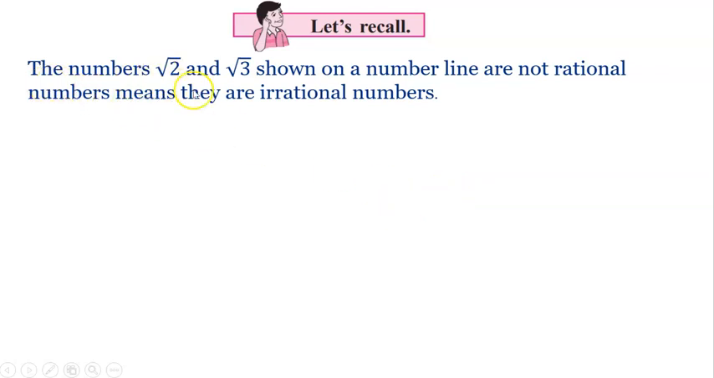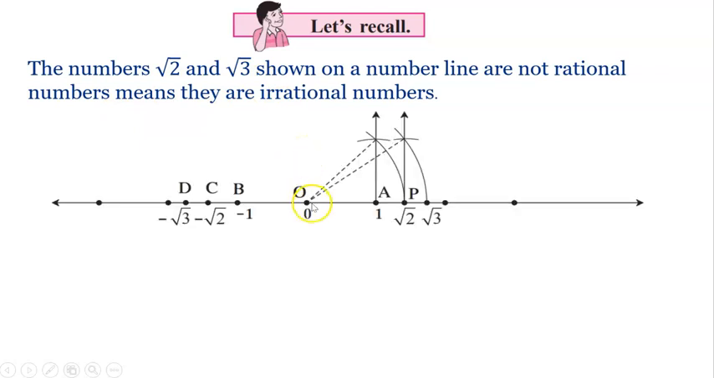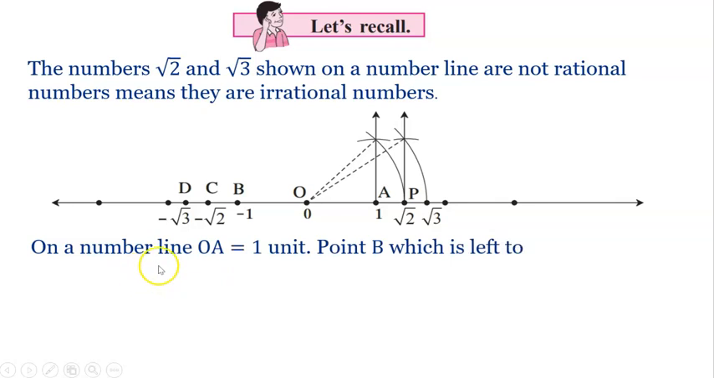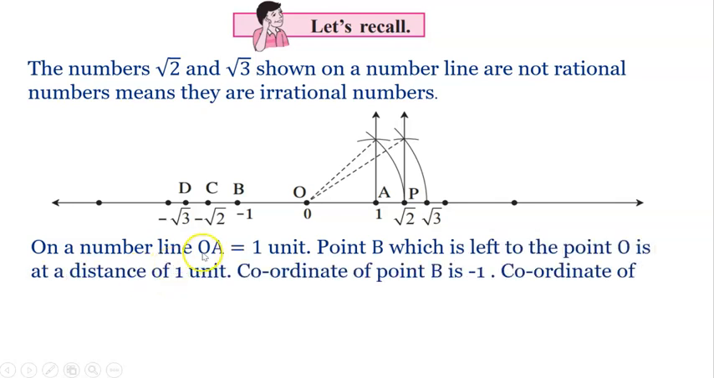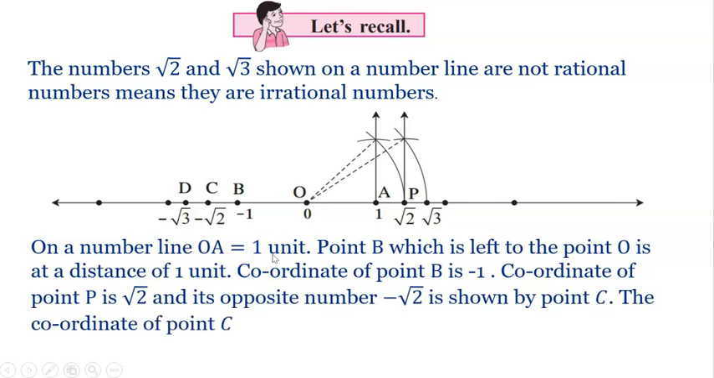The numbers root 2 and root 3 shown on a number line are not rational numbers, which means they are irrational numbers. Now see the number line here. From the origin O to A, the distance is 1 unit. On a number line, OA is equal to 1 unit.